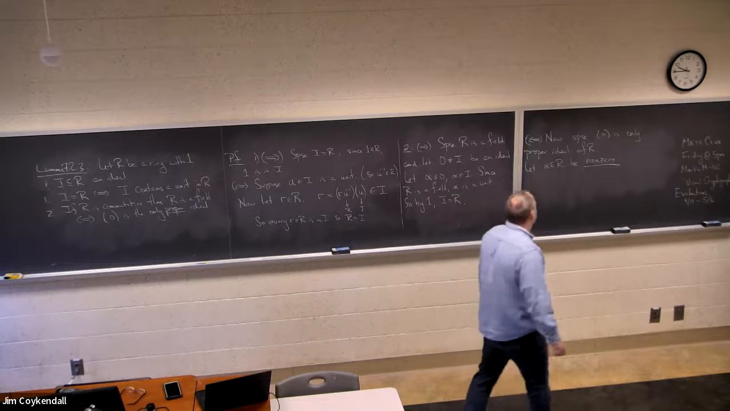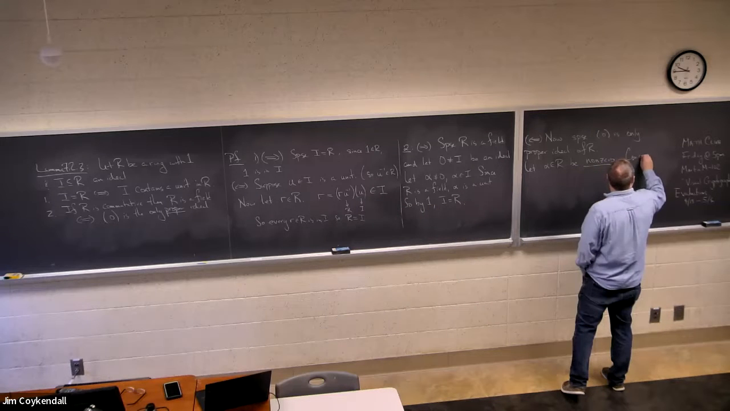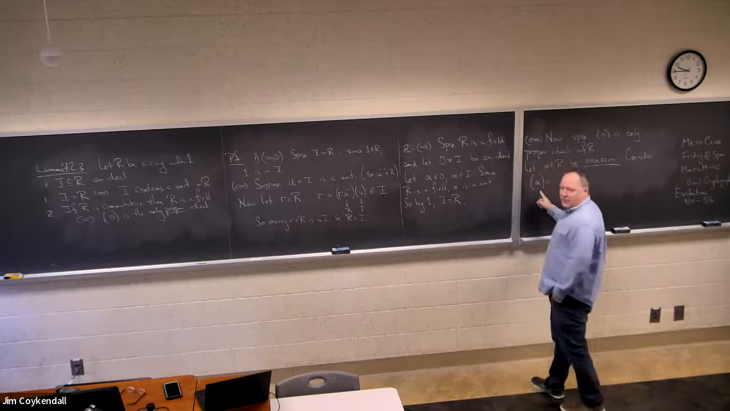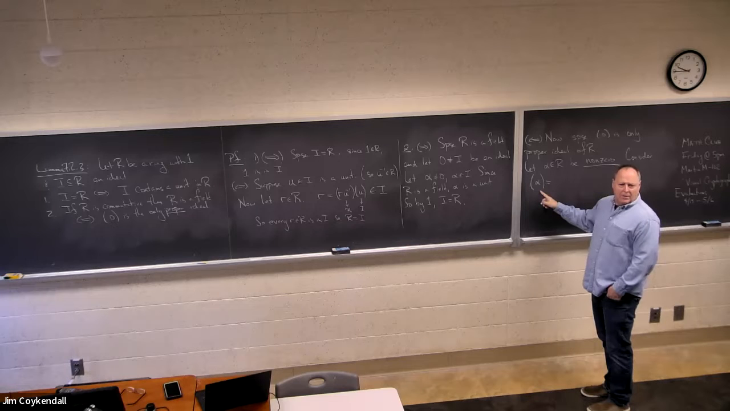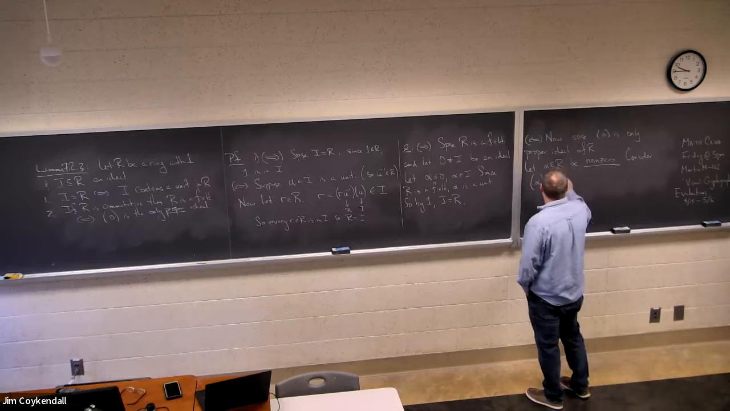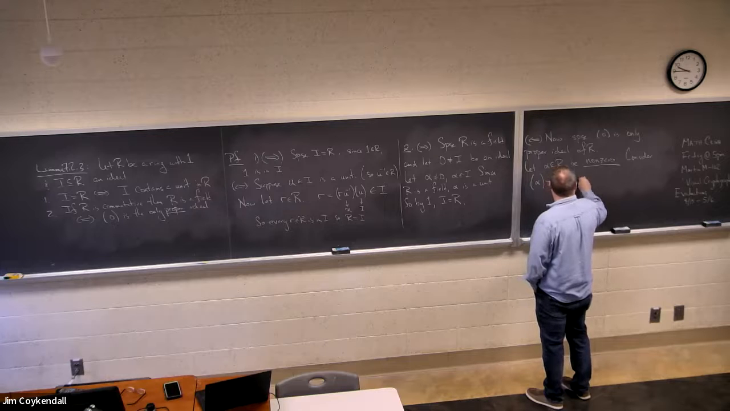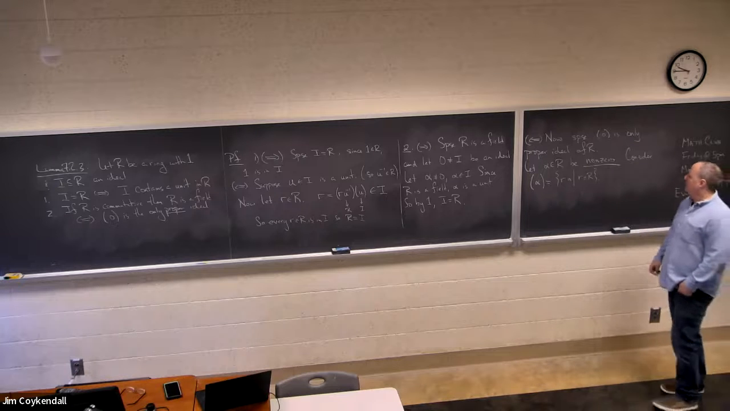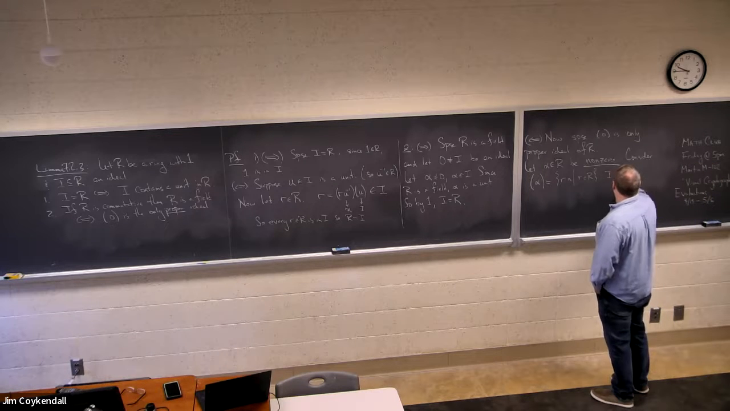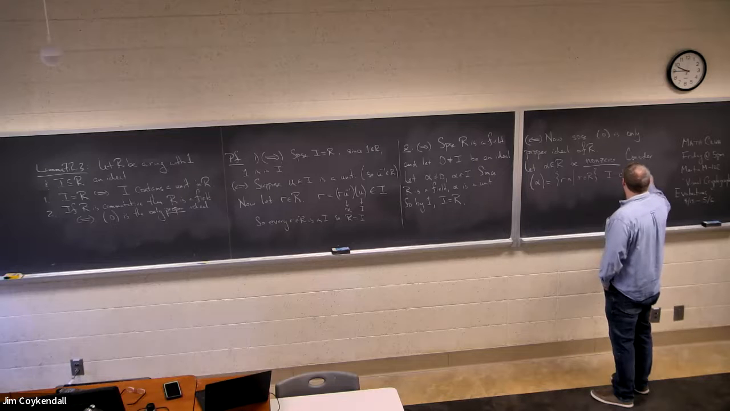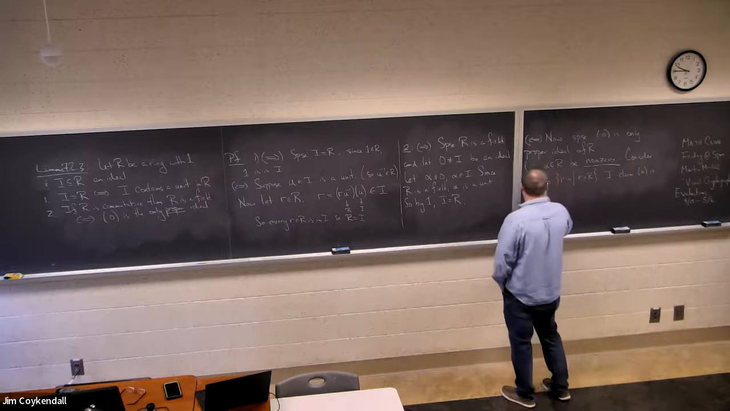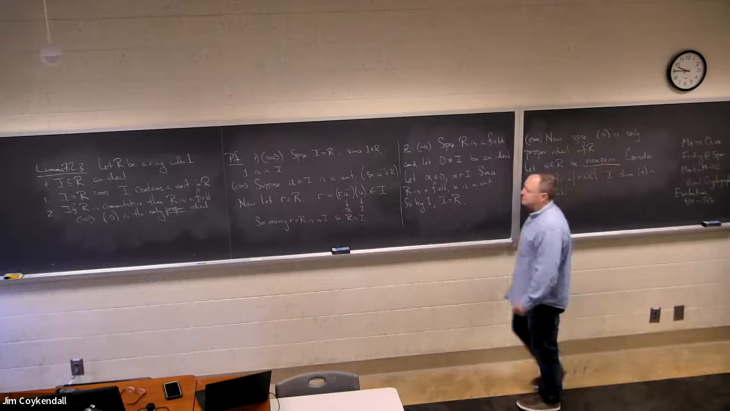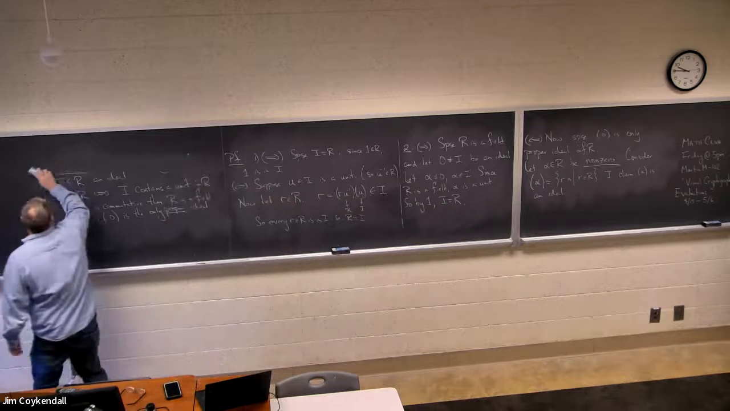Now, I want to look at, here's a notation I want to introduce. This means the ideal generated by alpha. And what in the blazes do I mean by that? I just mean the set of all multiples of alpha. I claim the ideal generated by alpha is an ideal of R.